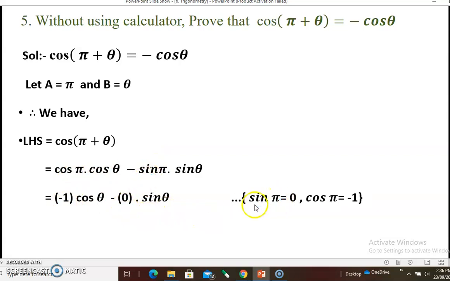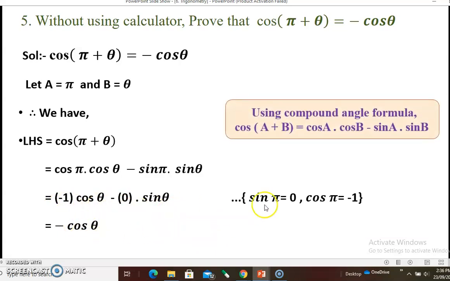The values are again there in your table. Substitute them there. So the value is just the first term, because your second term becomes 0. Hence it is equal to minus cos theta. That is your required RHS. See, by using the compound angle formula of cos A plus B, we can prove this. This way you can prove many more examples and solve for many more angles by using compound angle formulas.